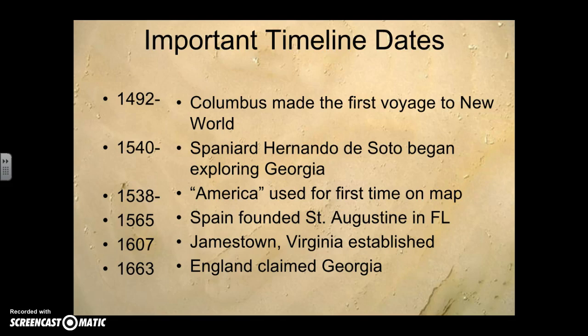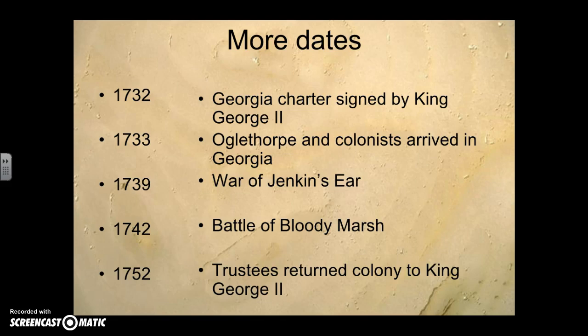When we look at important timeline dates, we know 1492, Columbus sailed the ocean blue. He made the first voyage to what is considered the New World. Spaniard Hernando de Soto began exploring Georgia in 1540. America was used for the first time on a map in 1538. By 1565, Spain founded St. Augustine in Florida, and by 1607, Jamestown, Virginia was established. By 1663, England claimed what became Georgia.